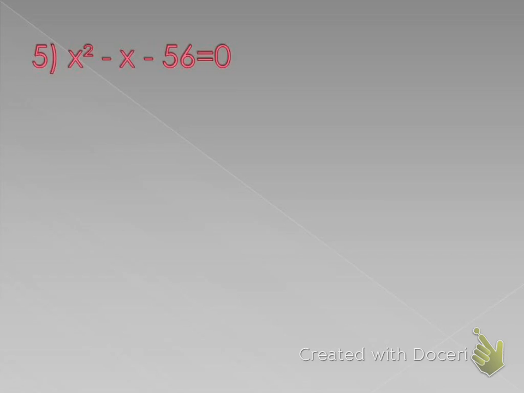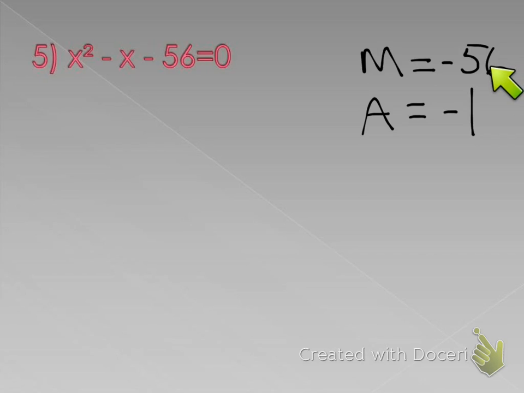All right, here's number 5. It's getting a little trickier because the negative signs are getting a little more difficult. So here my multiply number is negative and my add number is negative. If you're going to multiply to be a negative, how many numbers need to be positive? How many need to be negative? One needs to be negative. Yeah, you need one of each. And I want the bigger one to have the same sign as my add number. So when I'm listing the factors of 56, I'm going to make the bigger one negative each time.